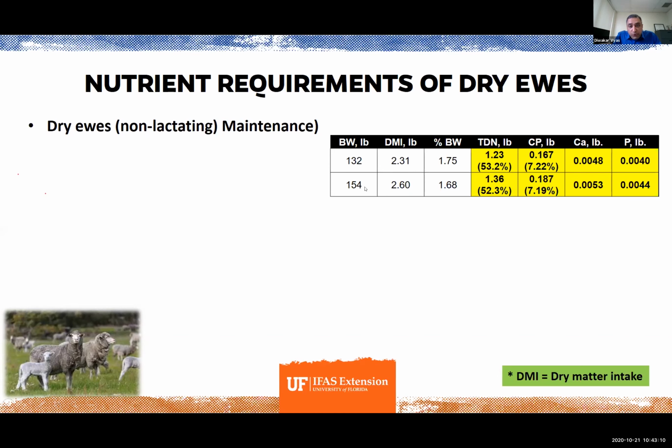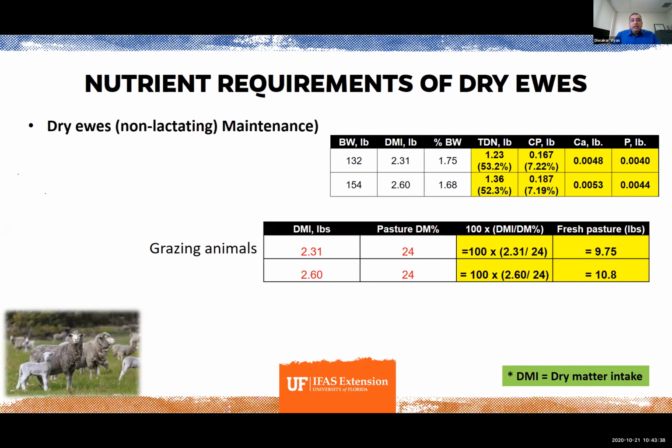And this is for 154 pound dry ewes: 52.3% TDN and 7.19% crude protein. This is not a very good quality diet, right? So we do not need to spend more money on maintaining these animals. If they are grazing, we need to make sure of the nutritive value of the grass they are grazing, but I'm pretty sure they can maintain this. They can get all the nutrients just from the forages they are grazing. They don't have a huge requirement.